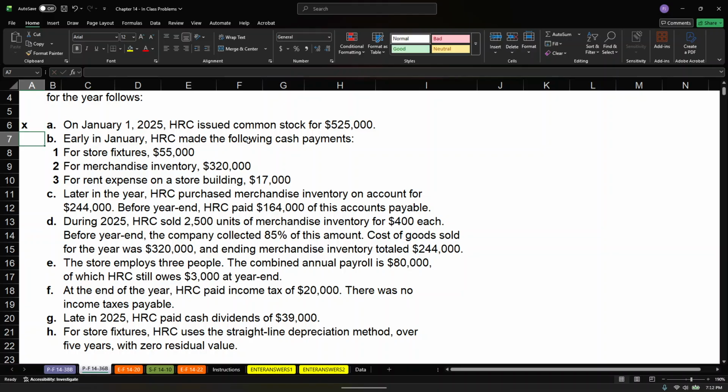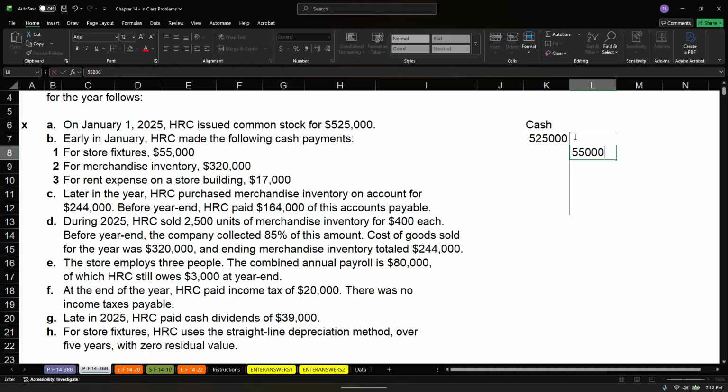Second, early in January, we made the following cash payments. So again, these are all affecting cash too. They're all outflows, but I'm going to, again, not worry about cash for now. Why don't we do this? Let's just do a little T account here. I can do it two ways. We'll do it two different ways. So I have my T account here. The first one was the inflow of cash, 525,000. The second one is outflows, 55,000, 320,000, and 17,000.